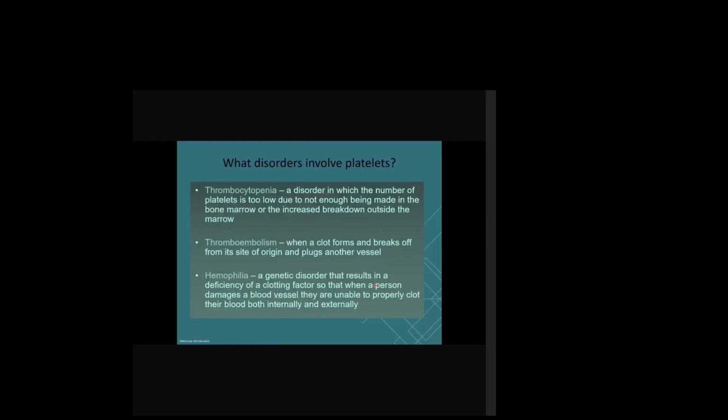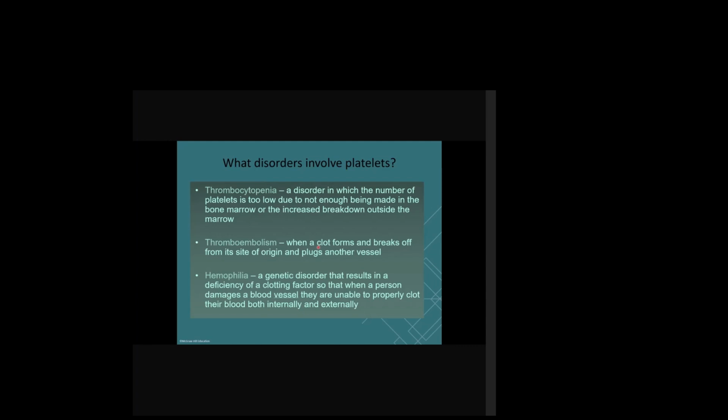Some diseases that are involved with platelets could be a disorder in which the number of platelets is too few, called thrombocytopenia. And then thromboembolism is when a clot forms and then all of a sudden that clot breaks off and starts moving in the blood vessel. Just the same way as talking about atherosclerosis, a clot can go and clog a blood vessel and cause issues.